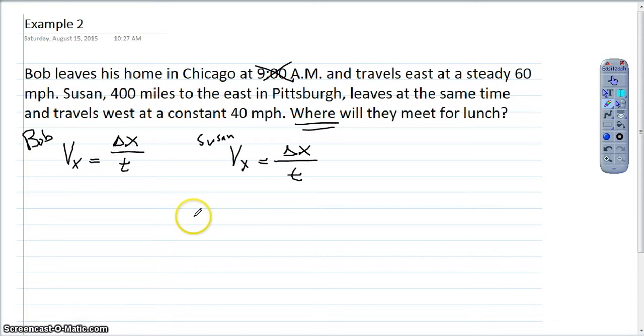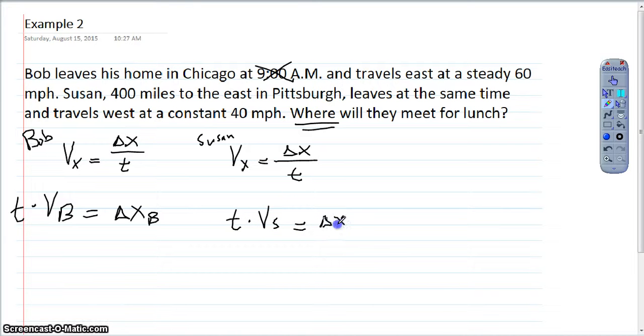So here's the easy way to do this. If I solve for each of these displacements, which is going to be a different measurement, right? But if I solve for each of them, so I've got the velocity of Bob, that was a terrible V, let's try that again. I solve for the velocity of Bob, so I'm just going to multiply both sides by t, right? So here's my displacement that Bob has gone. Okay, right, solved for my displacement. If I do the same thing for Susan, I would just take t times the velocity of Susan, which equals her displacement. What do we know about these two displacements together?